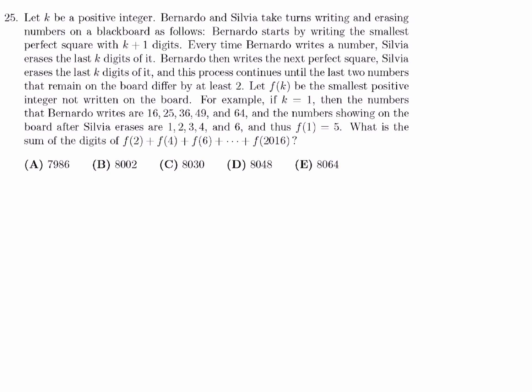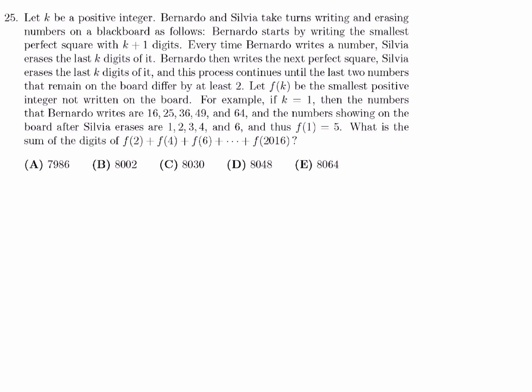Let K be a positive integer. Bernardo and Sylvia take turns writing and erasing numbers on a blackboard as follows. Bernardo starts by writing the smallest perfect square with K plus 1 digits. Every time Bernardo writes a number, Sylvia erases the last K digits of it. Bernardo then writes the next perfect square, Sylvia erases the last K digits of it, and this process continues until the last two numbers that remain on the board differ by at least 2.